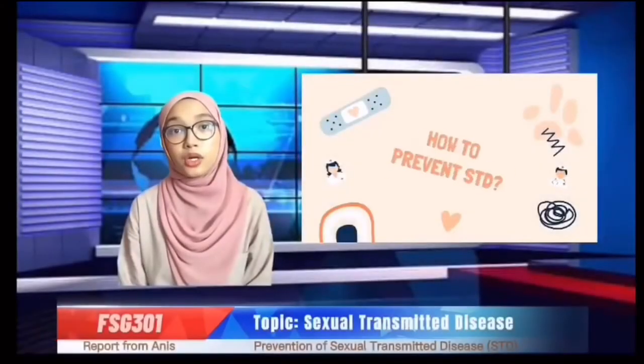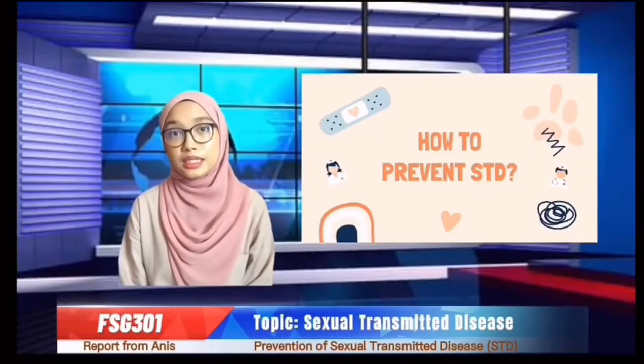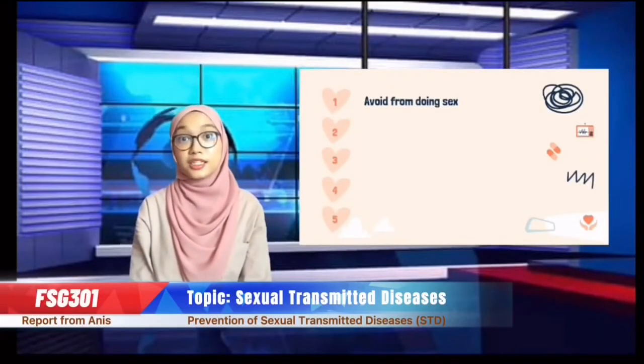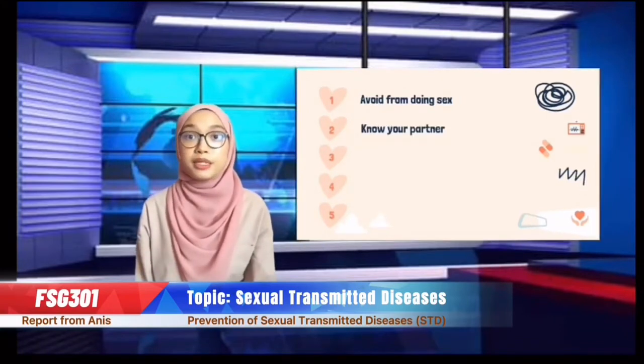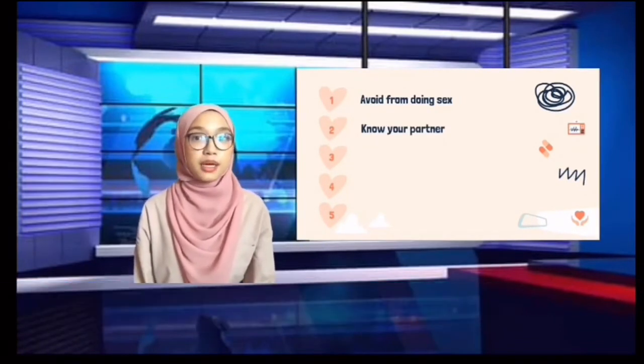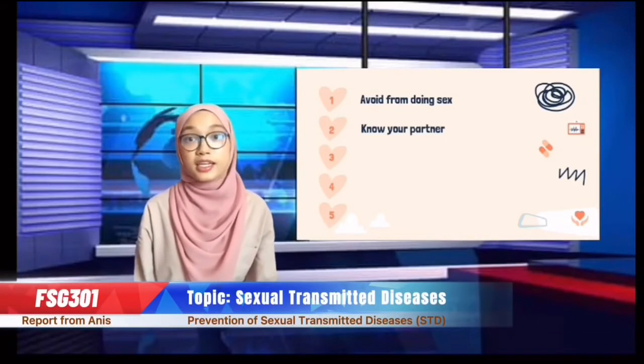So I will continue on how to prevent sexually transmitted disease, also called STD. Firstly, you have to avoid having sex. It is the most effective way to prevent STD. Secondly, you have to know your partner. Please ensure that your partner is not infected by STD. The more partners you have, the higher the chances of you getting infected by STD.